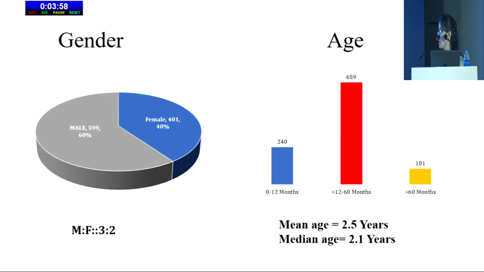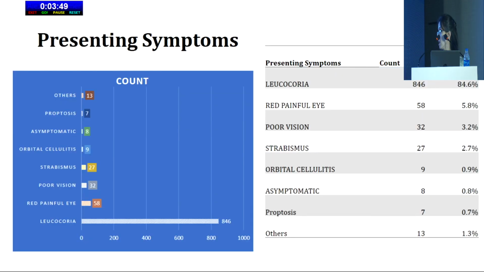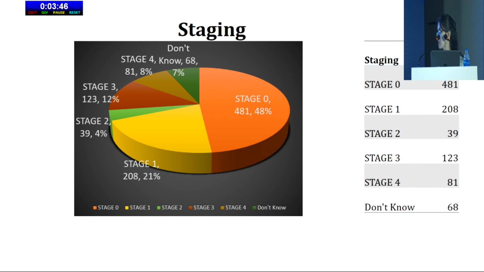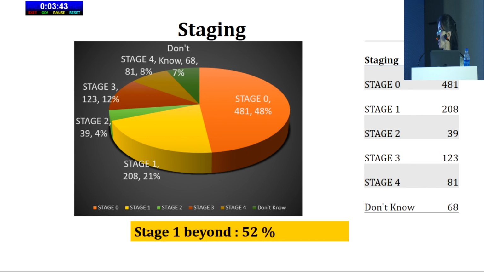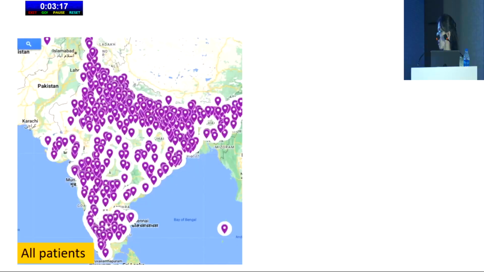As far as the gender, age, and the laterality are concerned, this is at par with what is reported in the literature and in tally with what the global retinoblastoma study tells us. Leukocoria, as expected, was the most common presenting symptom. If we look at the stage of the disease, stage 0 means the disease is confined to the eye and we are able to save the eye. Anything beyond stage 0, stage 1 onwards, is where the eye has to be sacrificed and needs enucleation. So half of the patients in the study presented at stage 1 and beyond. And if we see the data of stage 3 and stage 4, which are basically extraocular and metastatic disease, one-fifth of the patients presented with extraocular or metastatic disease.